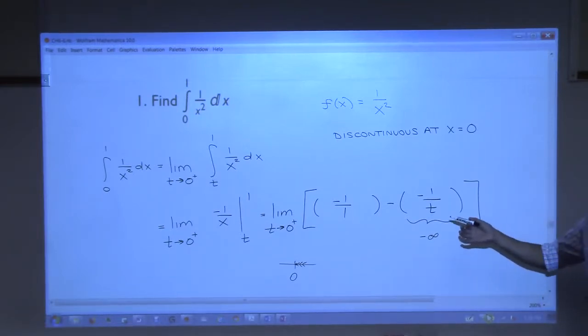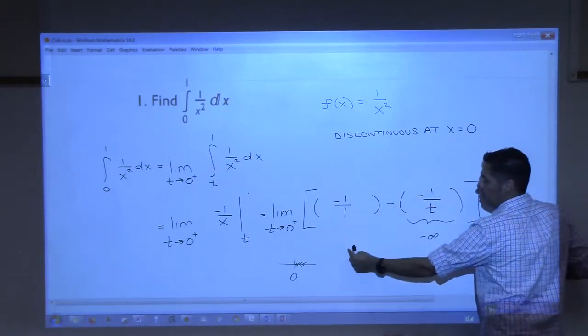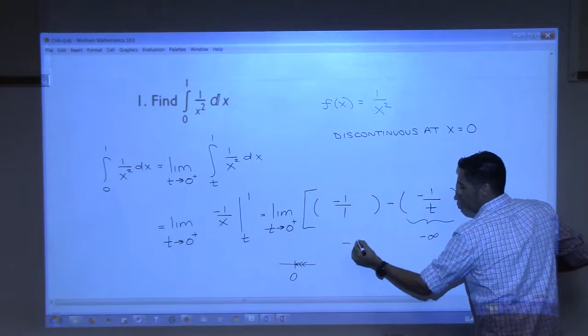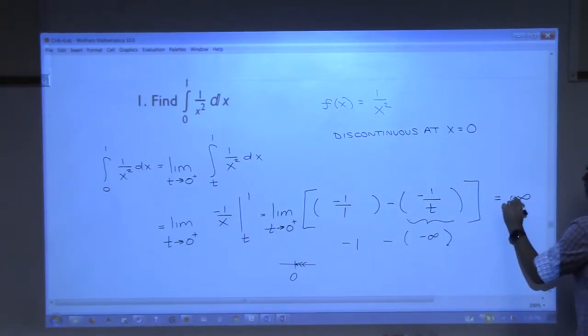Okay, so if I wanted to say what this was equal to, if I wanted to just finish it off, then I would have to pay attention to signs. So this would be negative 1, right? I'll just put it here. It would be -1 and then minus negative infinity. So this whole thing is approaching positive infinity.